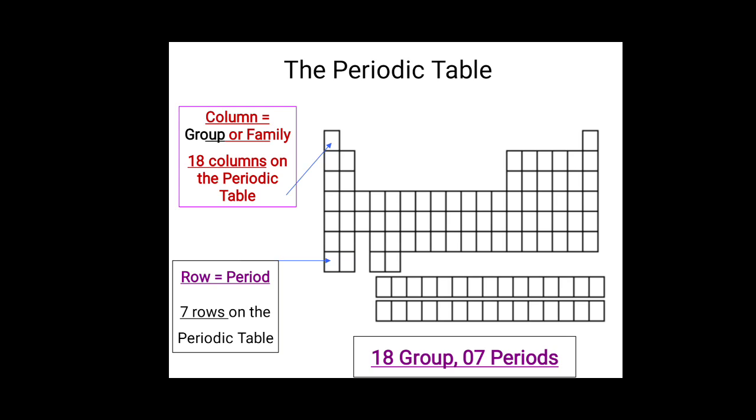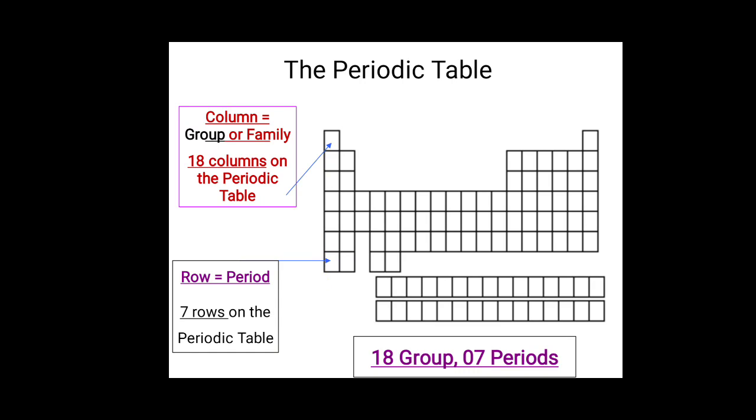Next, see the diagram of the periodic table. A column means a group or a family. There are 18 columns on the periodic table. A vertical column is called a group. See here is a column or group. In the periodic table there are 18 groups, 18 columns.